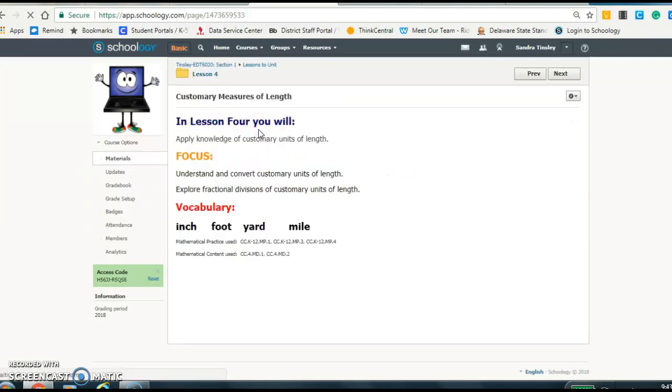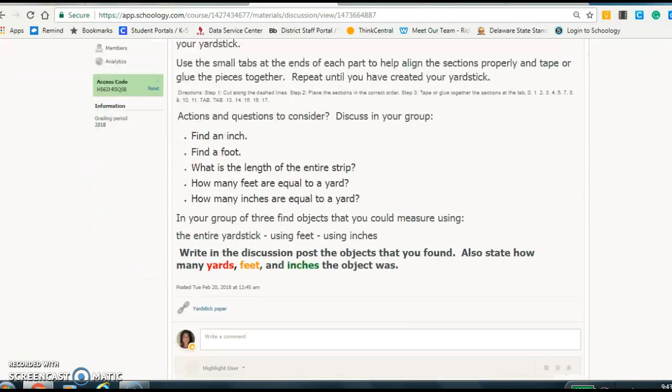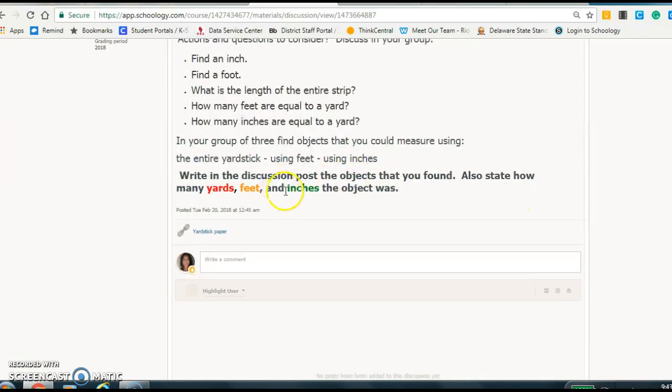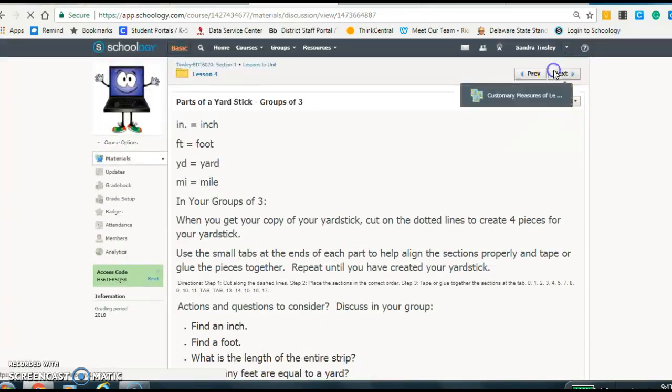customary measures of units of length. They have their focus and their vocabulary and their Common Core standards listed there. They'll go on to a group of 3 using a yardstick. They'll write in the discussion post the objects they found and state how many yards the object was, how many feet, and how many inches the object was in a post.